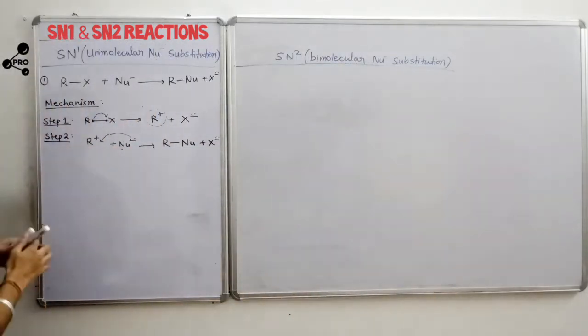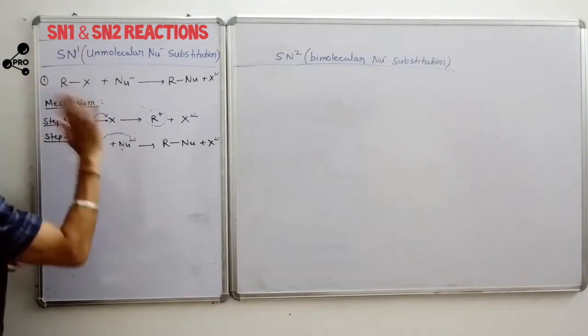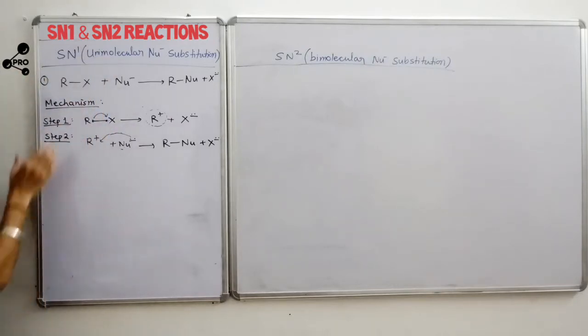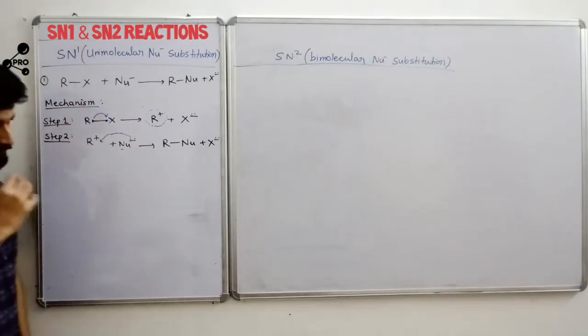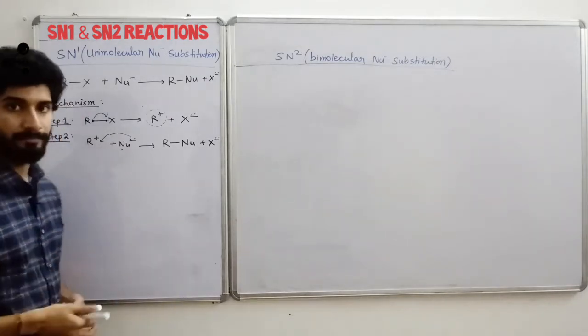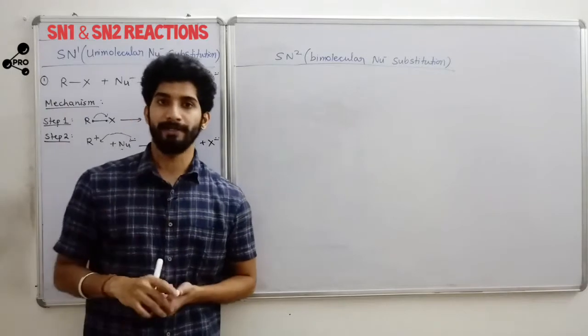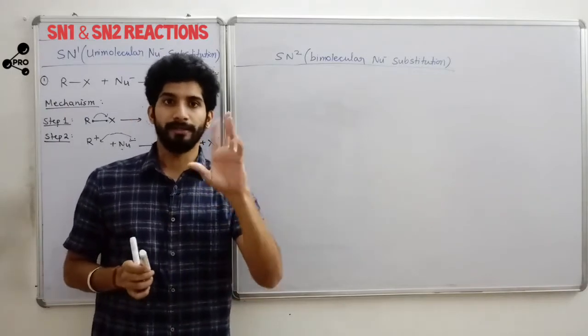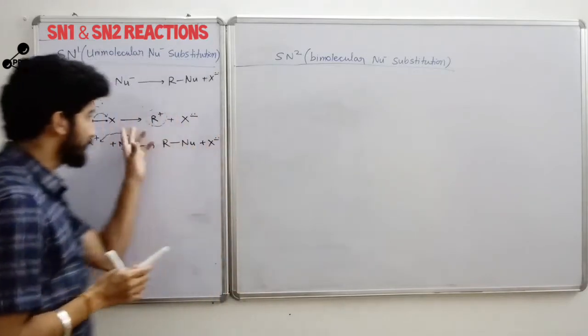Now first of all, I will tell you why it is called a unimolecular reaction. If we compare these two steps, first of all we have to understand which is the rate determining step, because in a multi-step reaction, the rate determining step is only the slowest step. So which is the slowest step?